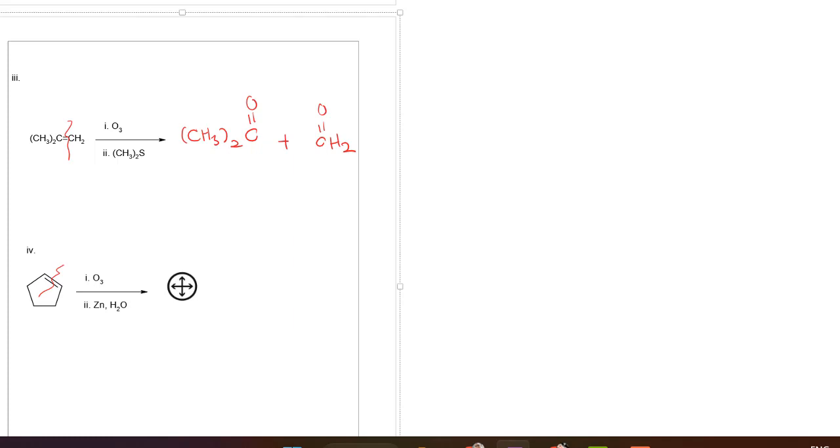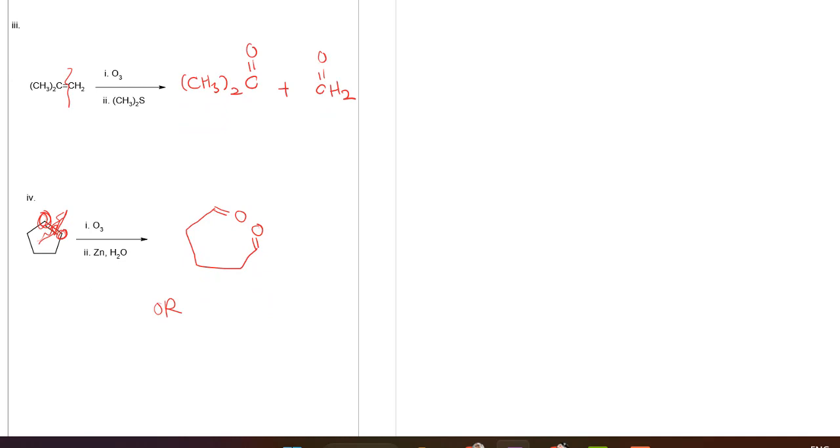Same goes to this one, the cyclic compound. This carbon will get double bond O. First, second, third, fourth, and this is the fifth carbon. So you can draw like that. Or when this one is separated, this carbon and this carbon will be at the end. So 1, 2, 3, 4, 5. From cyclic it will become straight chain.